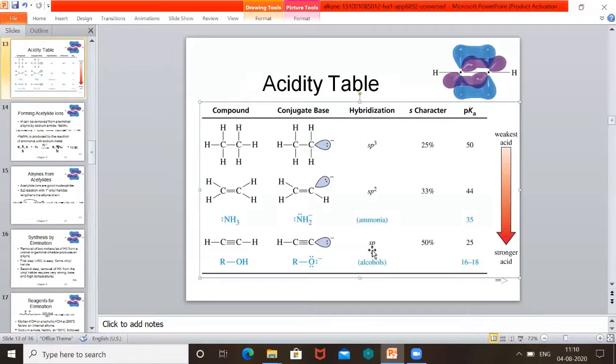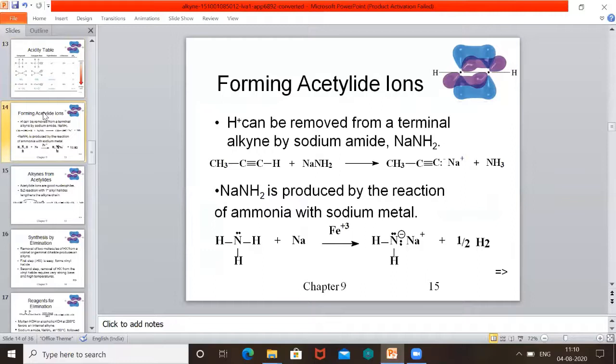So alkynes are stronger acids than alkanes, and because of the s character of the bond, the hydrogen ion can be easily given out. H plus, this is the evidence of acidity. If you are asked in a question to explain the acidity of alkynes: hydrogen can be removed from a terminal alkyne by sodium amide. Here this is propyne. When it is reacting with sodium amide, the terminal hydrogen is given out. So this shows the acidic character.